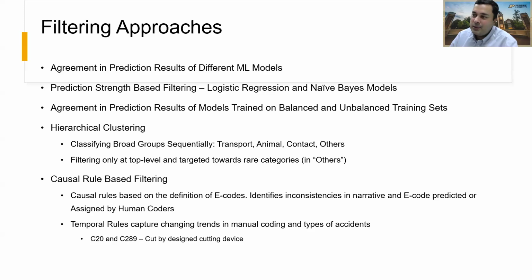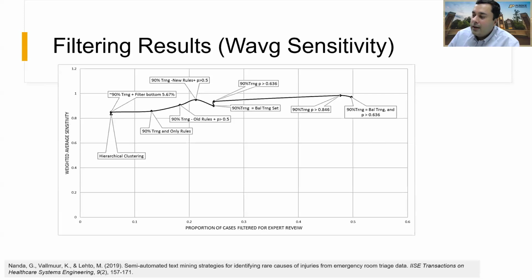So these are the filtering approaches, and we tried to evaluate the efficacy of these filtering approaches based on what proportion of cases were filtered for expert reviews and what the overall weighted average sensitivity was that we were able to achieve. You can refer to this paper for more details. But what we found was that using a prediction strength threshold along with the linguistic rules on the logistic regression model gave us the best results.